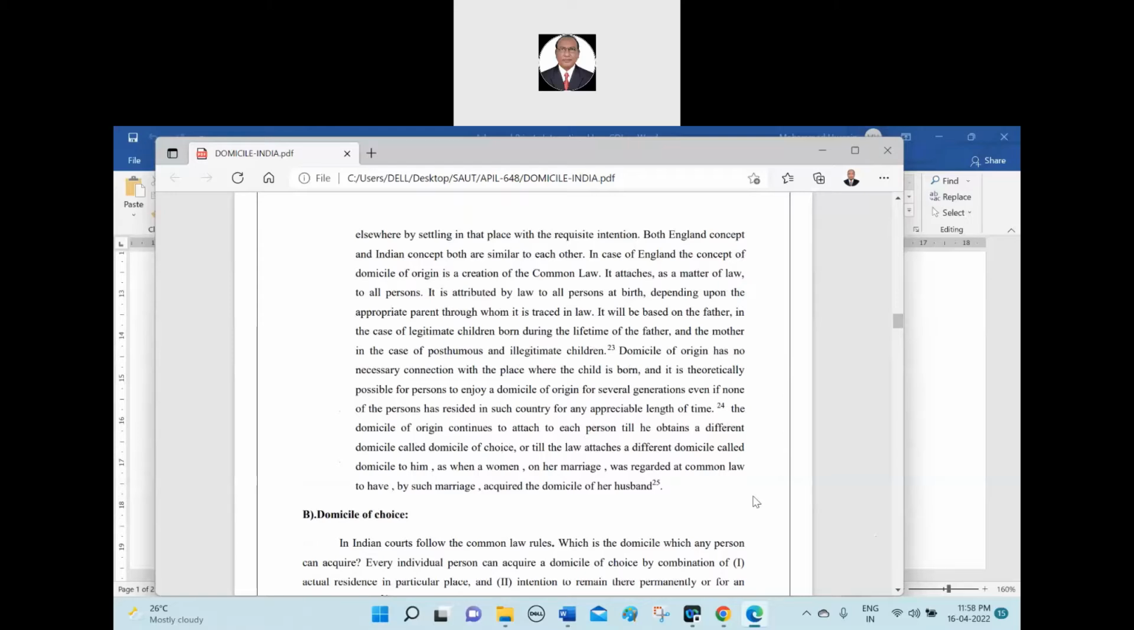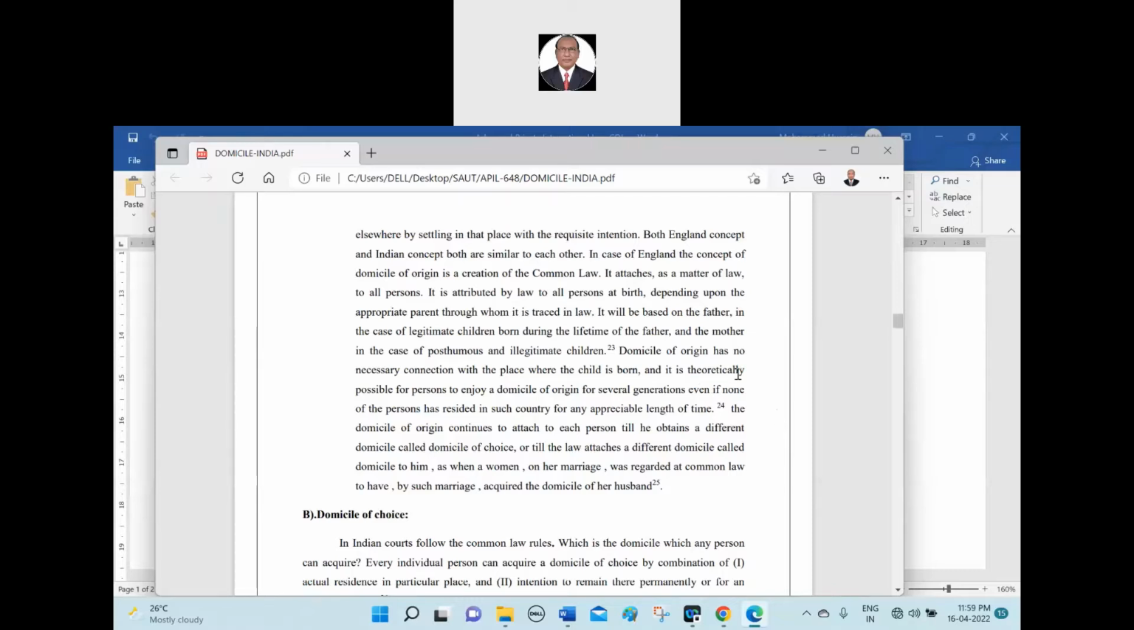Next comes the domicile of origin has no necessary connection with the place where the child is born, and it is theoretically possible for a person. Yes, I repeat, domicile of origin has no necessary connection with the place where the child is born. Just as I told you, suppose your father and mother went to the United States of America where you were born. It doesn't mean that you have the domicile of that country.